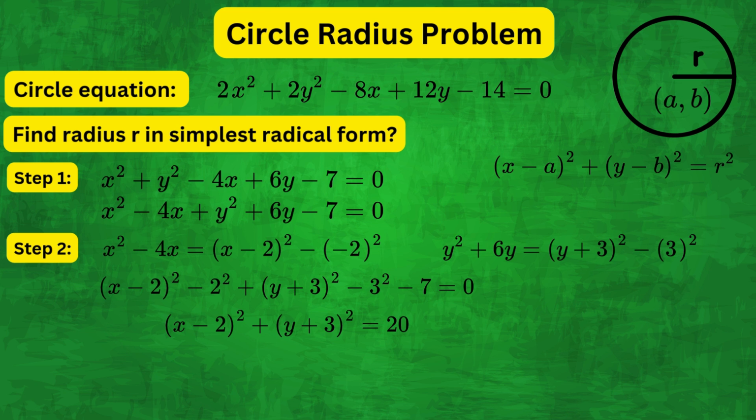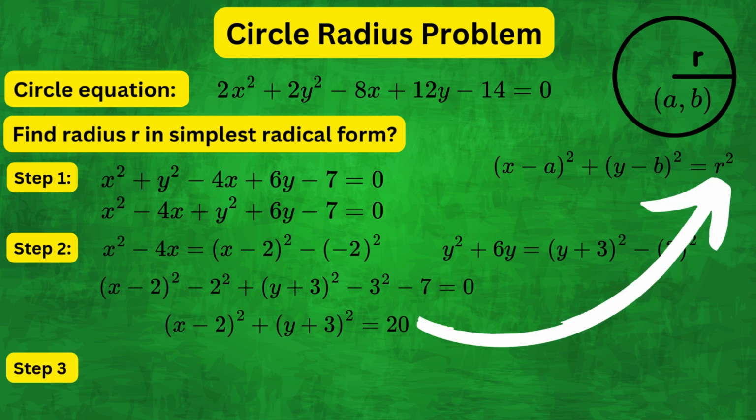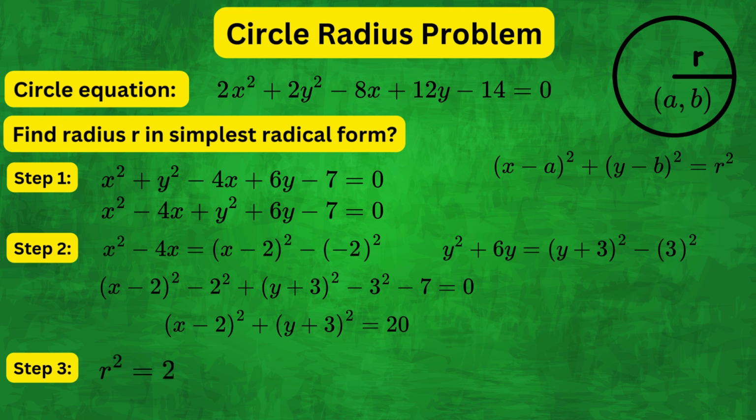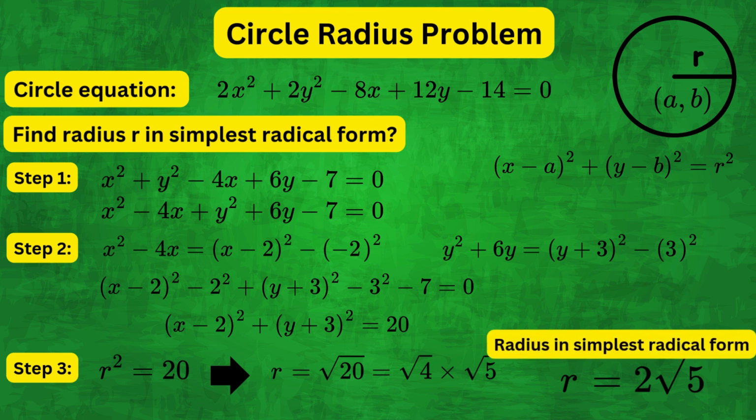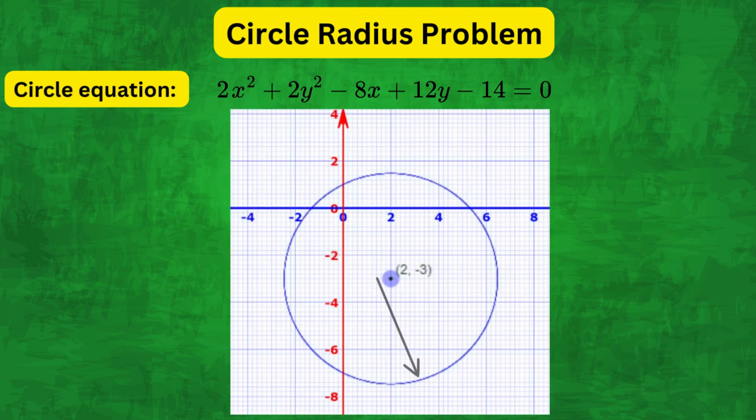Now comparing this to the standard form, we get radius squared equals 20, and therefore radius equals square root of 20, which is equal to square root of 4 times square root of 5, which indeed is equal to 2 root 5, which is the simplest radical form in this case. And therefore the circle looks something like this.